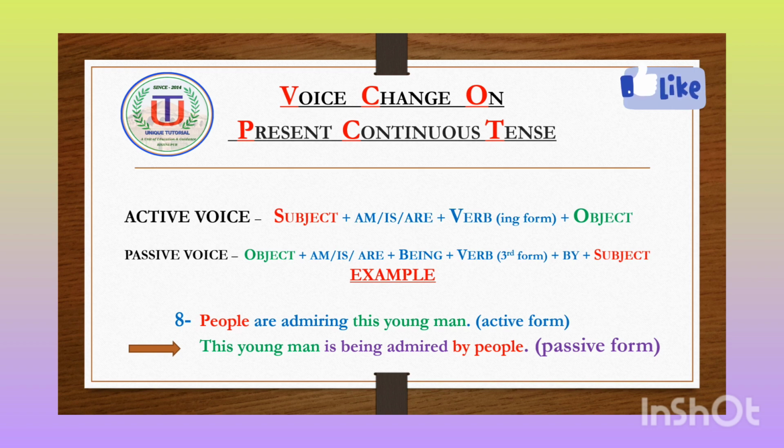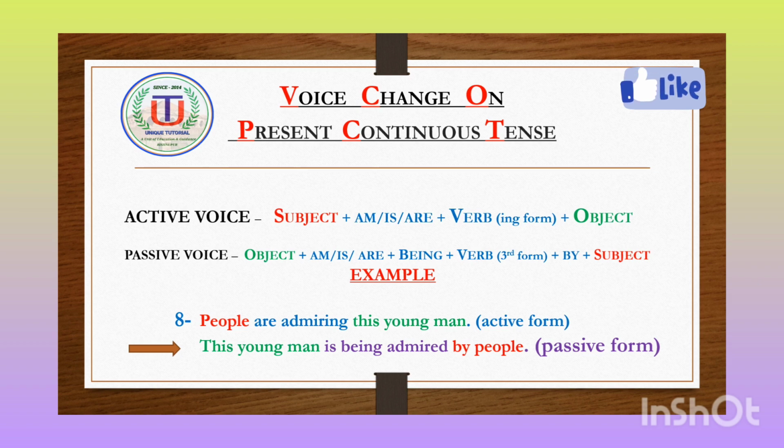So if a sentence is in present continuous tense, its structure in passive voice will be, first will come the object, then an auxiliary verb, either am or is or are. Then after placing being, B-E-I-N-G, being, then verb third form, then after placing by, then subject. Okay, the example is, people are admiring this young man.